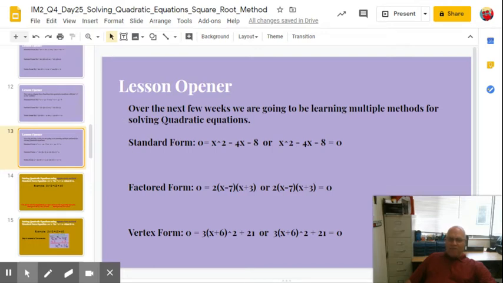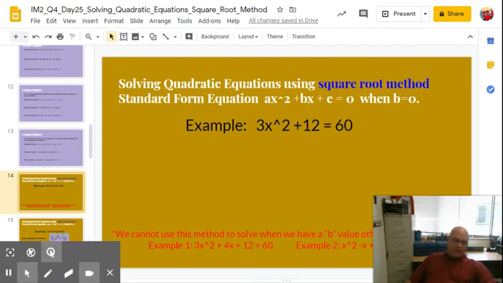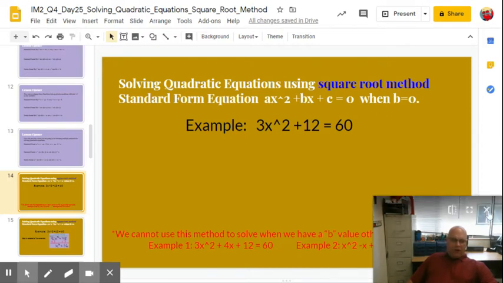So now we have standard form for a quadratic equation. We have factor form of a quadratic equation. And we have vertex form of a quadratic equation, just like we did with the function notation when we studied those three forms of quadratic functions. Exactly the same. So take out your gold notes. Here's going to be our first method, solving quadratic equations using the square root method. And we're going to start with standard form equation, ax squared plus bx plus c equals 0. And we're going to do this when b equals 0.